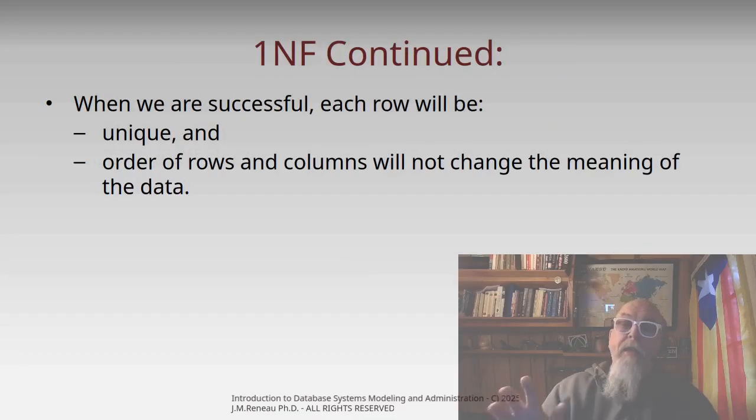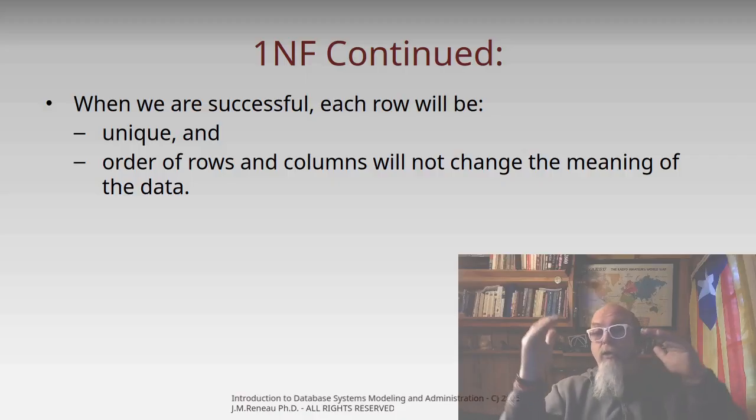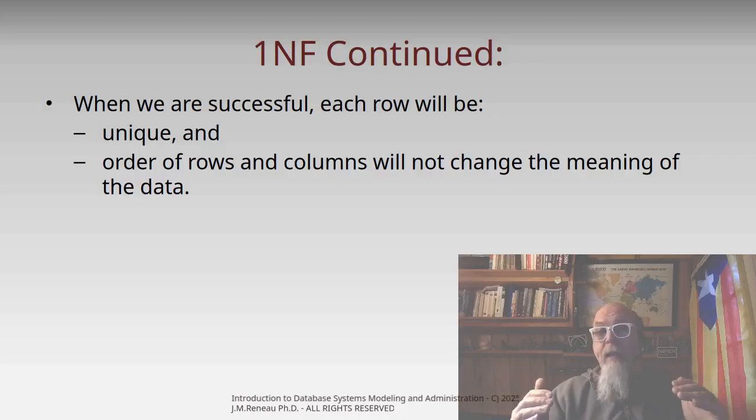So how do we know we've successfully gone to first normal form? Let's go back through. We're successful when each row is unique, so there aren't two rows that are the same in the new database table we're creating, and where the order of the rows and columns doesn't change the meaning of the data. So if the rows or columns get shuffled into a different order, no meaning is lost.